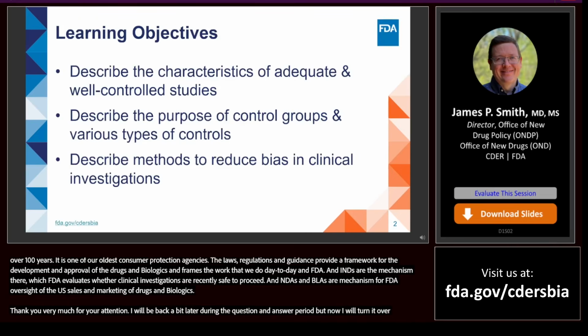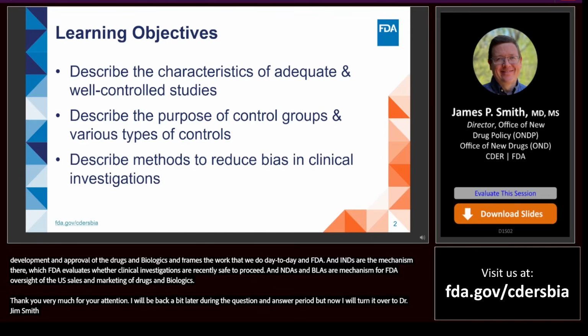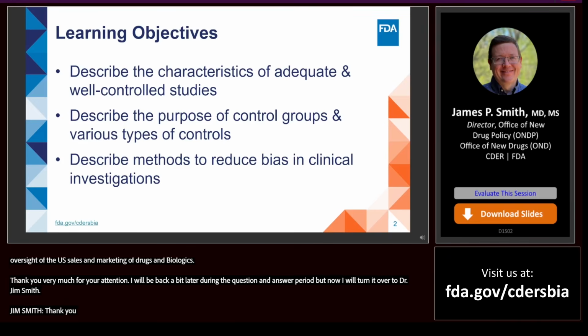The learning objectives are to describe the characteristics of adequate and well-controlled studies, to describe the purpose of control groups and various types of controls, and to describe methods to reduce bias in clinical investigations.